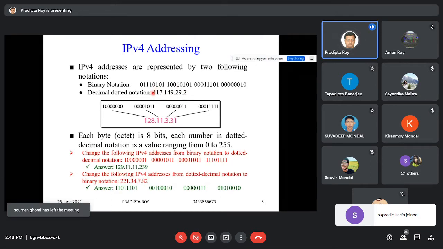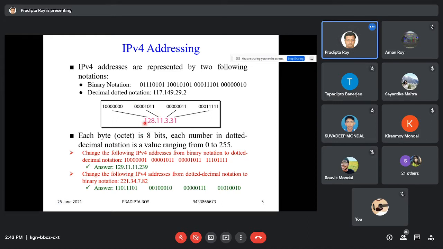So this picture shows how the octets are converted into decimal dotted notation. Here is an example: change the following IPv4 address from binary to decimal dotted notation. And you can do it in the reverse way too. If the decimal dotted notation is given, from it you can find the binary notation.